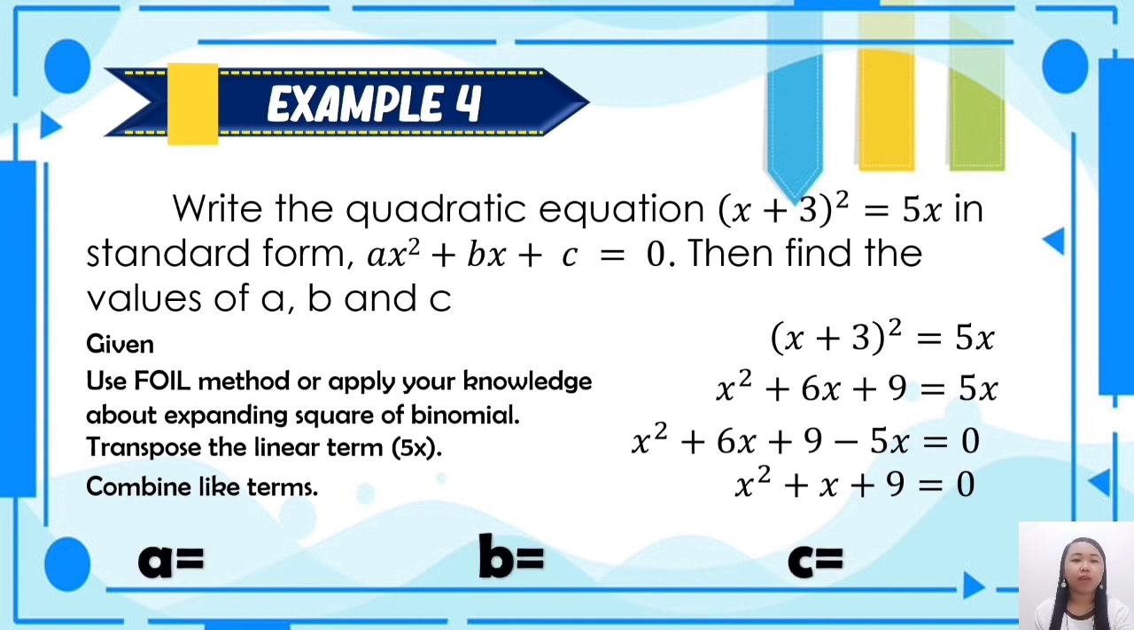The values of a, b, and c. A is equal to 1 if there is no number beside x squared. The numerical coefficient of x squared, or the value of a, is 1. B is 1 and C is 9.